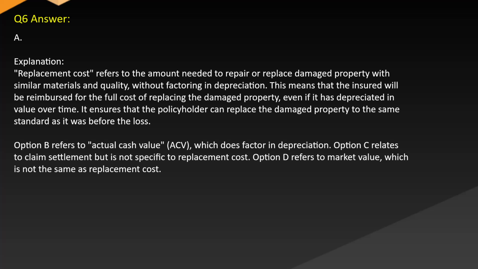Option B refers to actual cash value received, which does factor in depreciation. Option C relates to claim settlement but is not specific to replacement cost. Option D refers to market value, which is not the same as replacement cost.